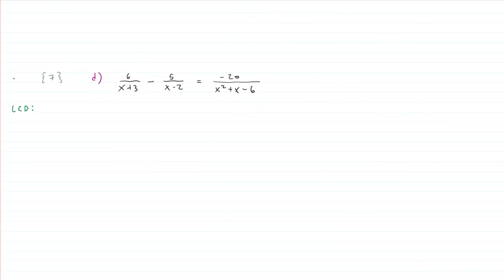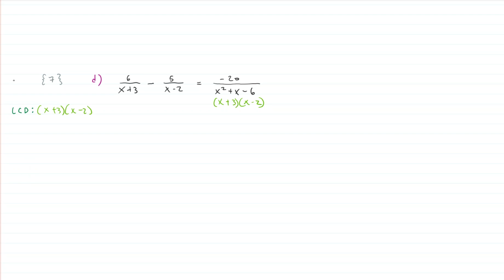Let's try our last one. All right, here's our last one. This is example D. So for example D, we have 6 over quantity x plus 3 minus 5 over quantity x minus 2 equals negative 20 over quantity x squared plus x minus 6. Finding our common denominator, we should probably factor, and here it looks like we get x plus 3 and x minus 2. So luckily that's going to be our common denominator. So that's great for us.